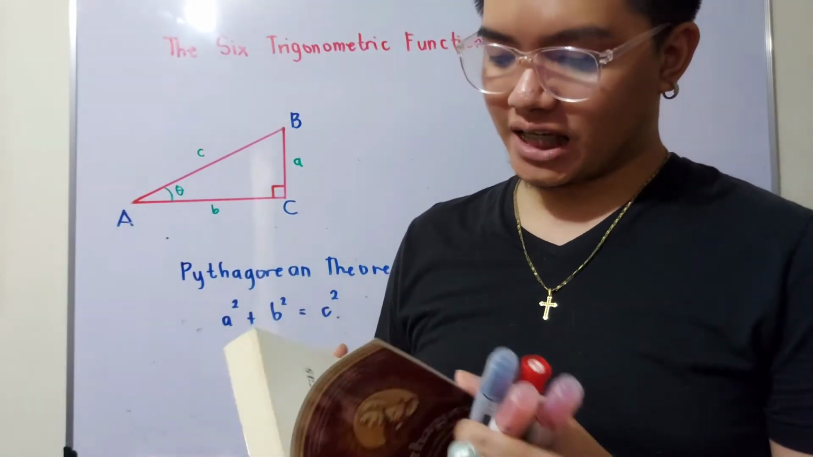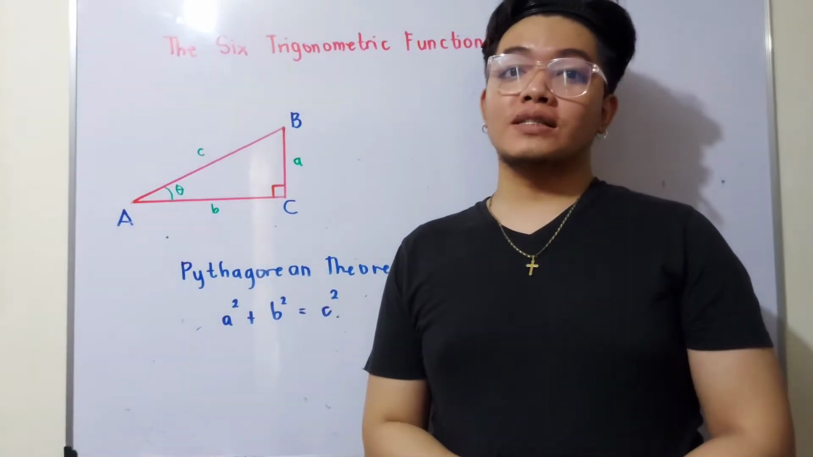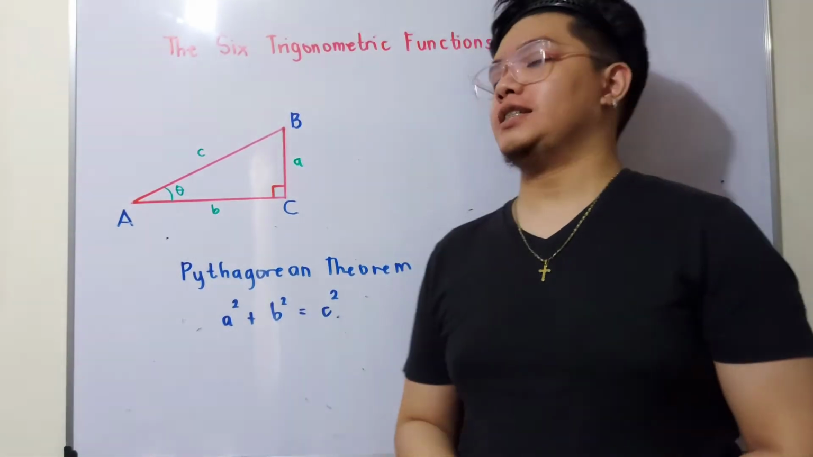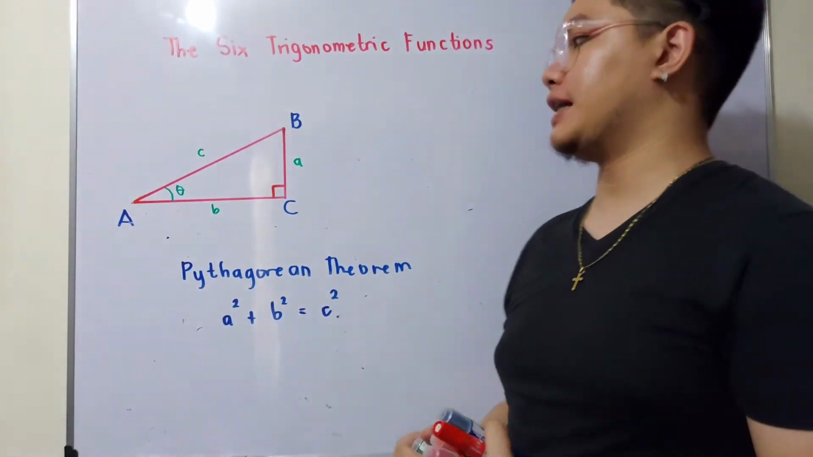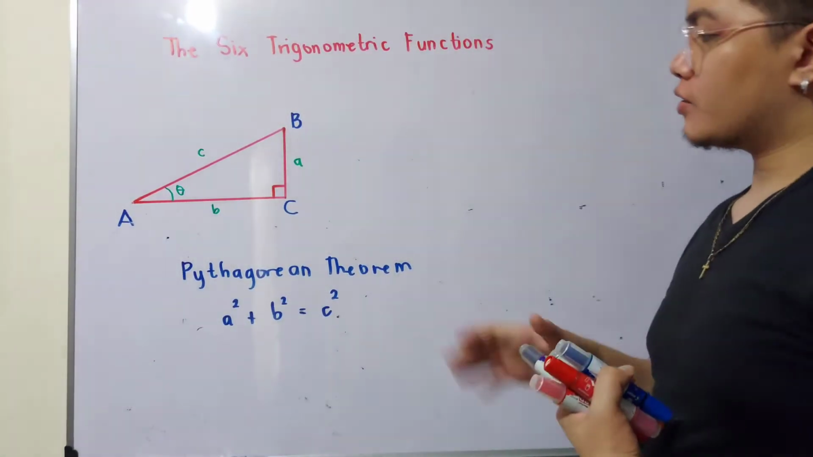So, siya ay Greek. Okay, Pythagoras was a Greek mathematician. Sa kanya nanggaling yung Pythagorean Theorem na hanggang ngayon ginagamit pa rin natin. Okay? So, gagamitin natin to.